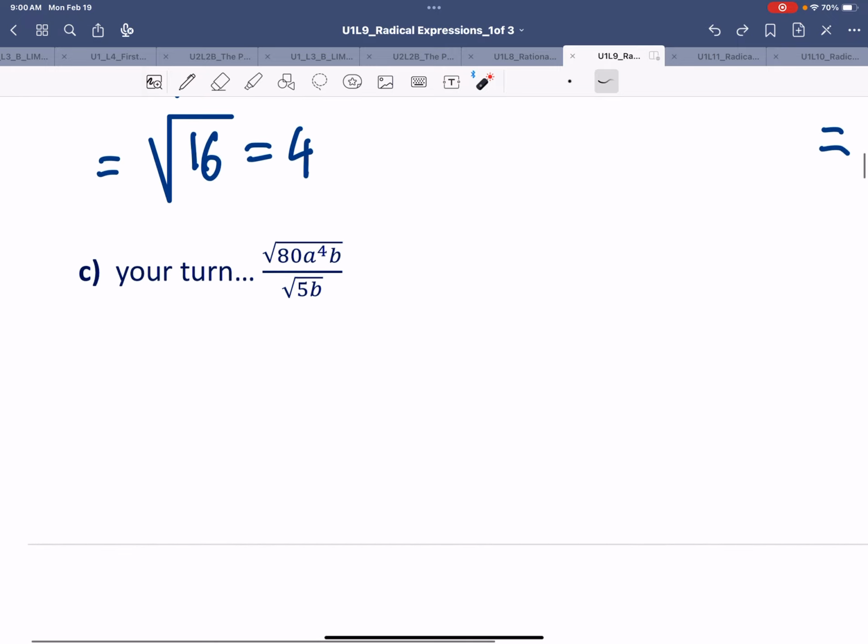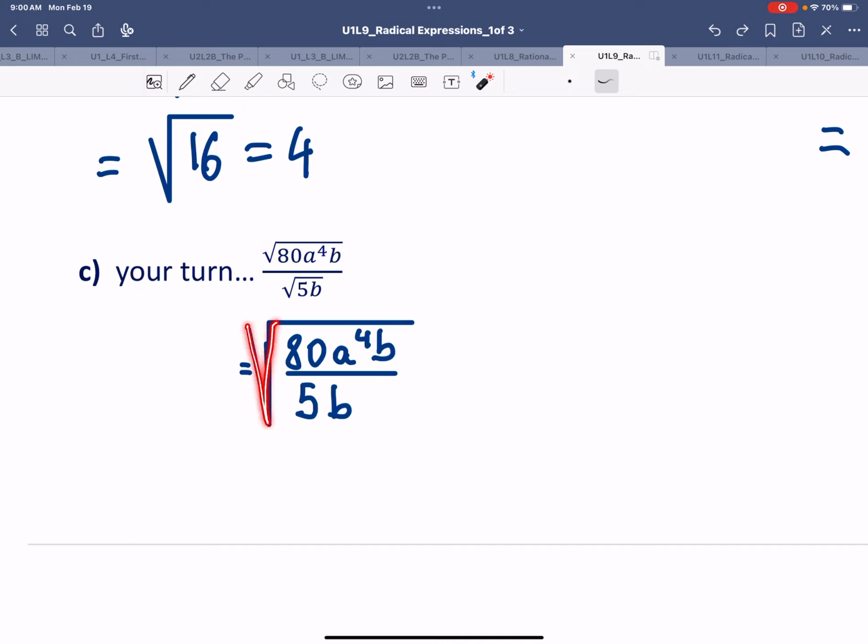Now your turn, try one more question. So we have the square root of 80a to the power of 4b divided by square root of 5b. So same index, which means they can come inside the same radical, and we have 80a^4b divided by 5b. So simplify, 80 over 5 would be equal to 16. a^4 will stay a^4, and the b's will simplify.